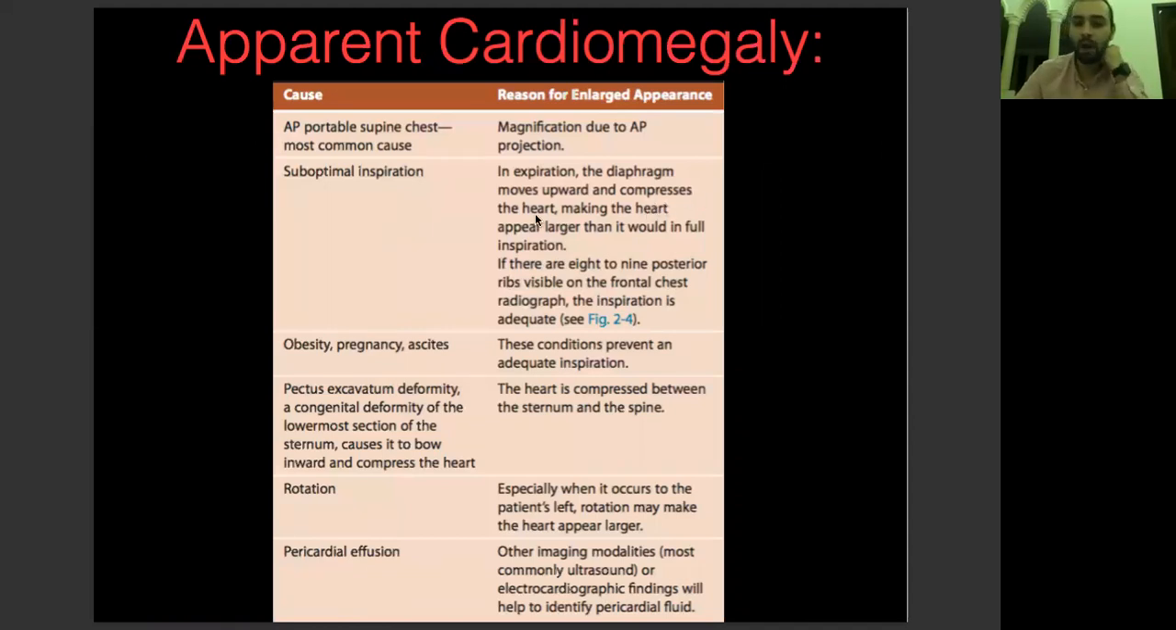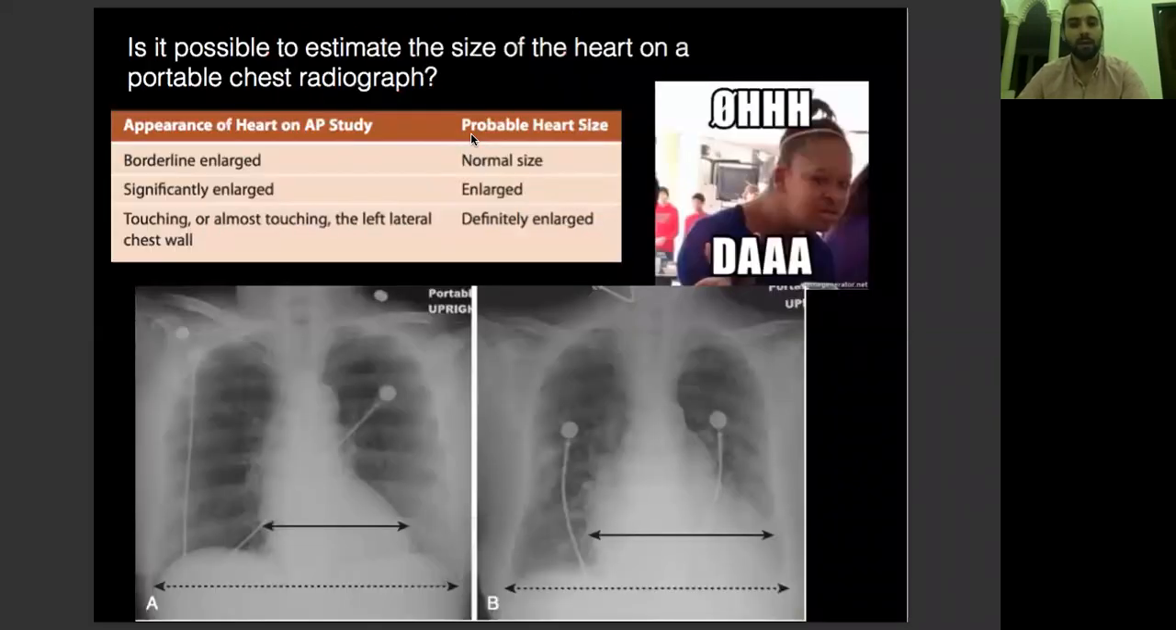In expiration, the diaphragm moves upward and compresses the heart, making the heart appear larger than it would be in full inspiration. Obesity, pregnancy, and ascites are conditions that prevent adequate inspiration and thus lead to apparent cardiomegaly. Other causes include pectus excavatum, rotation, and pericardial effusion. AP portable supine chest radiographs are the most common cause of apparent cardiomegaly due to magnification of the heart due to AP projection. So how do we estimate the heart size on portable AP radiograph?